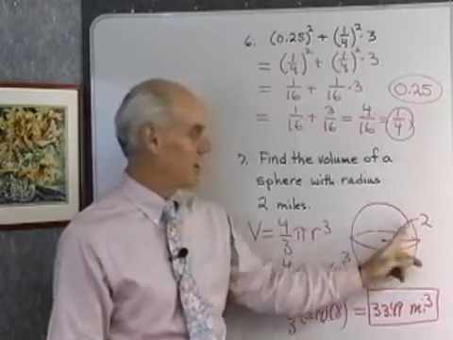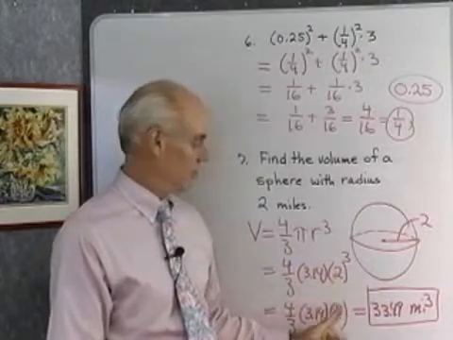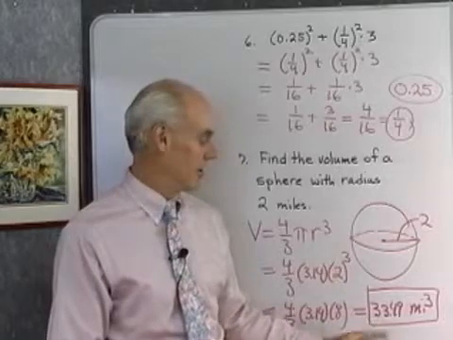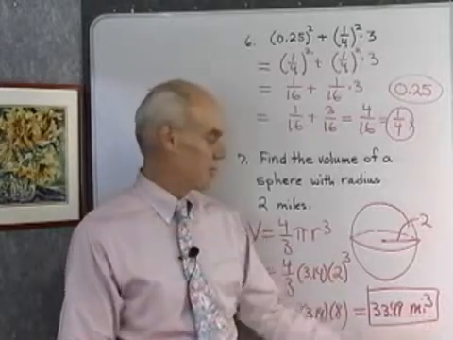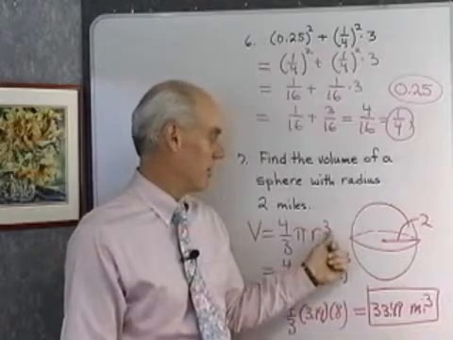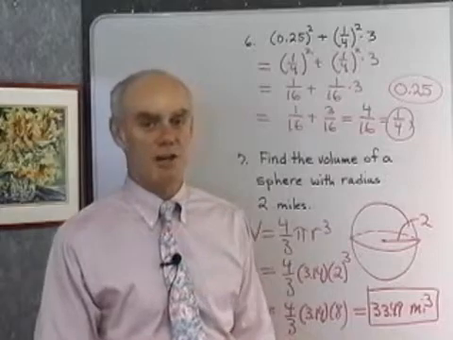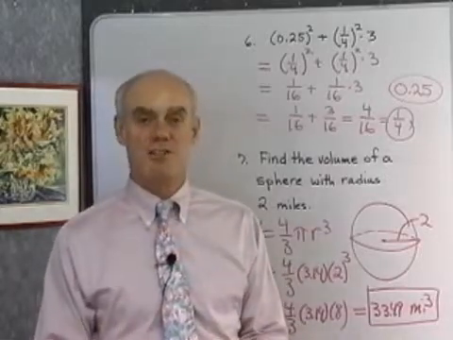So I take this radius 2 for the sphere, plug it into the formula right here. That's 2 cubed. Then I get 8. If I do this arithmetic, and you can check it yourself, you'll end up with 33.49, and then the units are cubic miles, because this r is to the third power, and the units on r would be miles, so miles to the third power, we get cubic miles. So that's a look at some problems that involve both fractions and decimals.